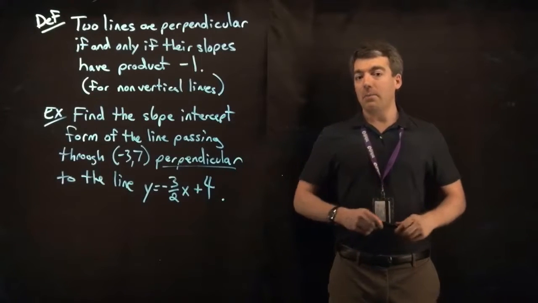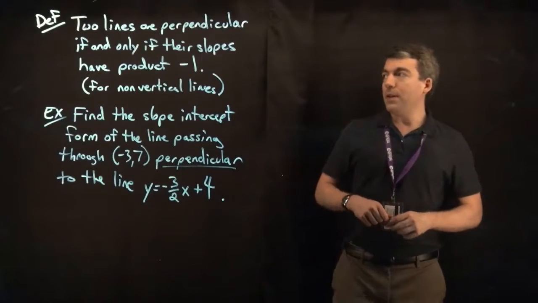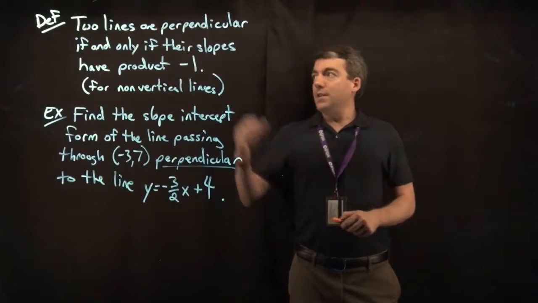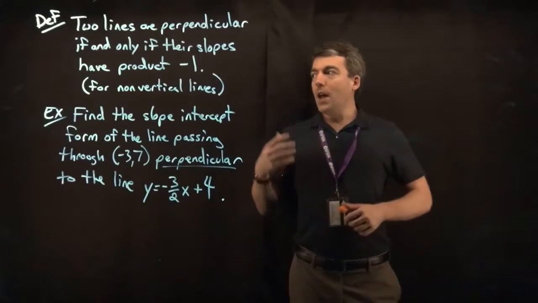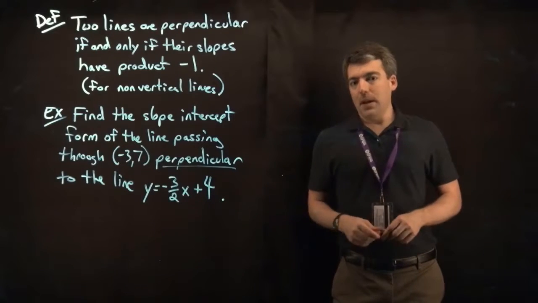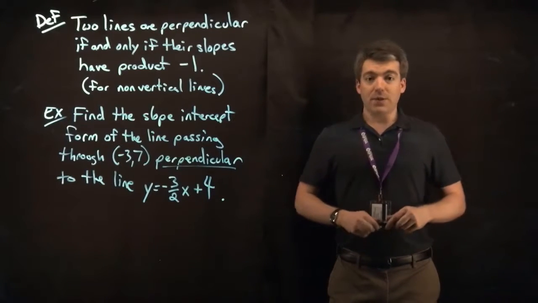All right, now let's talk about perpendicular lines. The definition of perpendicular is that two lines are perpendicular if and only if their slopes have product -1. That is, they are negative reciprocals of each other.